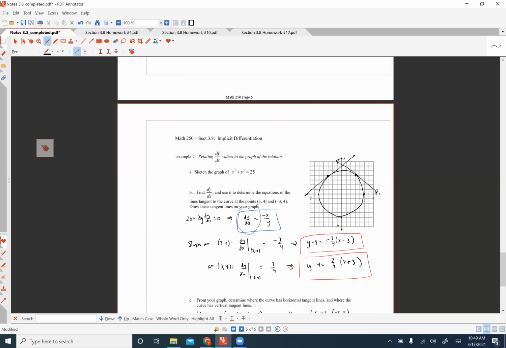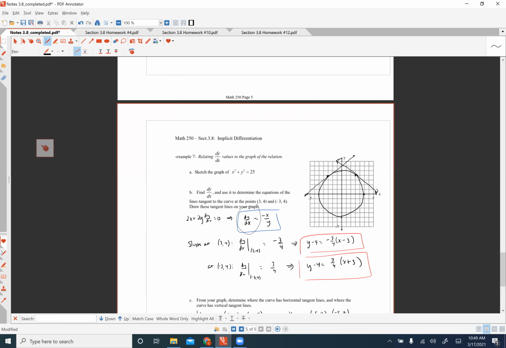Now let's find the slope at 3 comma 4. That's a point on the circle: 3 squared plus 4 squared equals 25. It turns out the slope is -3/4. So what is the equation of the tangent line? It's y minus 4 equals -3/4 times (x minus 3).